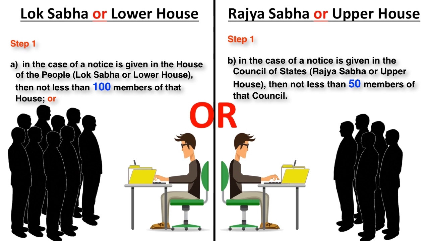As you can see in the given illustration, a group of members approach the Speaker of Lok Sabha or the Chairman of Rajya Sabha. However, in some rare circumstances, there is a possibility of the motion being introduced in both the houses simultaneously, but that is a rare case.